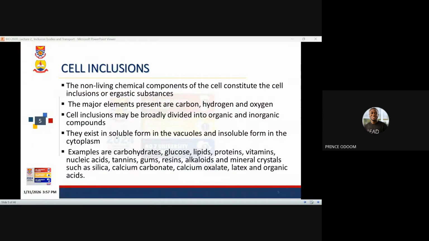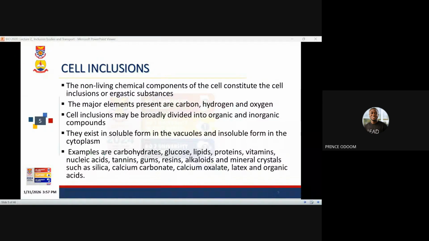Of course, they are all parts of the cell, but when they exist in the vacuole, they are soluble. When they exist in the cytoplasm, they are insoluble. Soluble simply means it dissolves in water or in liquid. Insoluble means they do not dissolve in water. So examples are carbohydrates, you can mention glucose, lipids, proteins, vitamins, nucleic acids, gums, resins, alkalis.